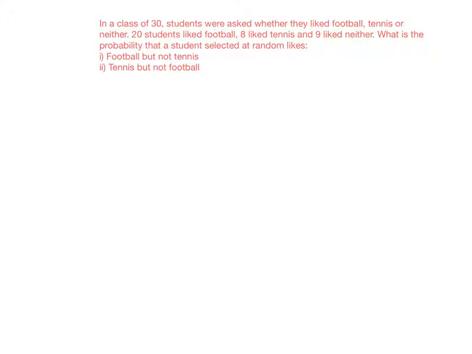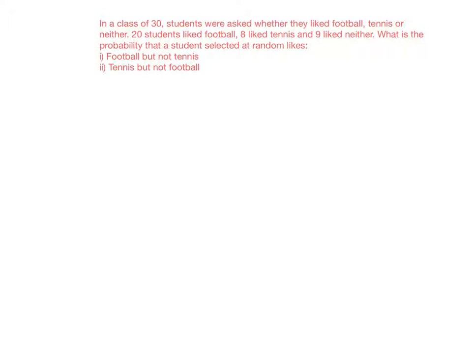In a class of 30, students were asked whether they like football, tennis, or neither. 20 liked football, 8 liked tennis, 9 liked neither. We're going to find the probability the student liked football but not tennis, and then find the probability a random student selected would like tennis but not football. This probably doesn't look like it would have anything to do with Venn diagrams, but Venn diagrams are just a way of presenting the information, organizing it so that the question is easy.